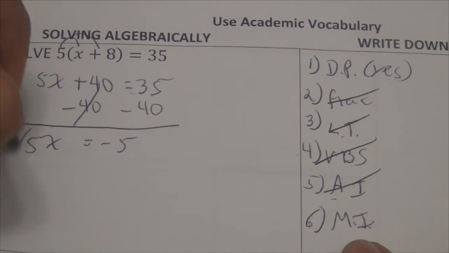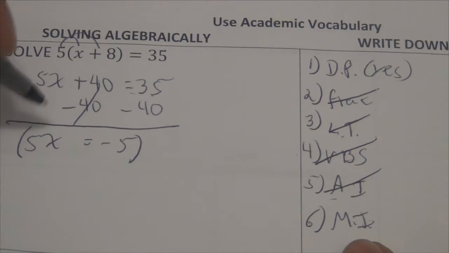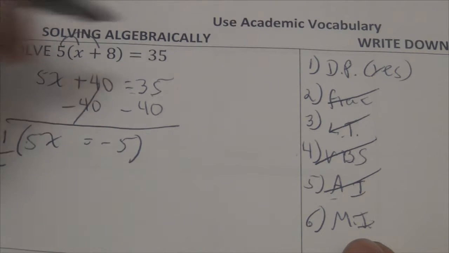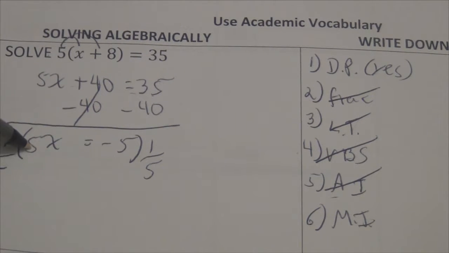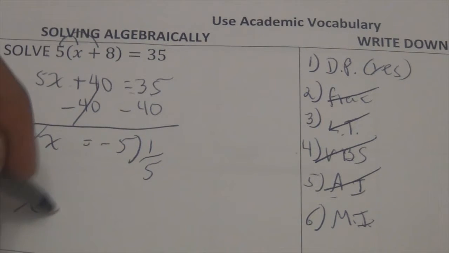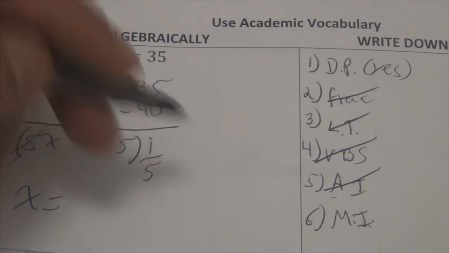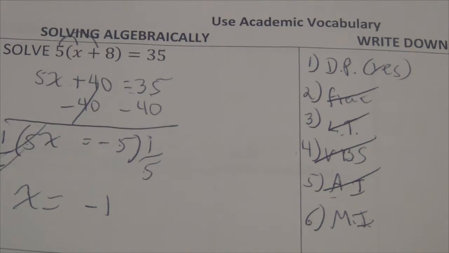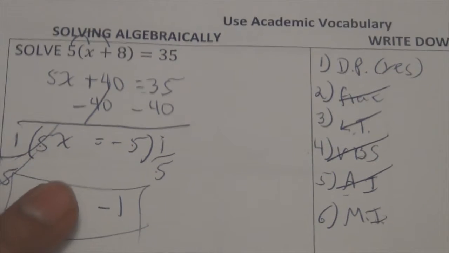Now multiplicative inverse of what? Of the number multiplying the letter. So what is the multiplicative inverse or reciprocal of 5? Yes, 1 over 5. So now a number times its reciprocal or multiplicative inverse cancels out. Negative 5 times 1 is negative 5, divided by 5, negative 1. See that? And basically that's what it is.